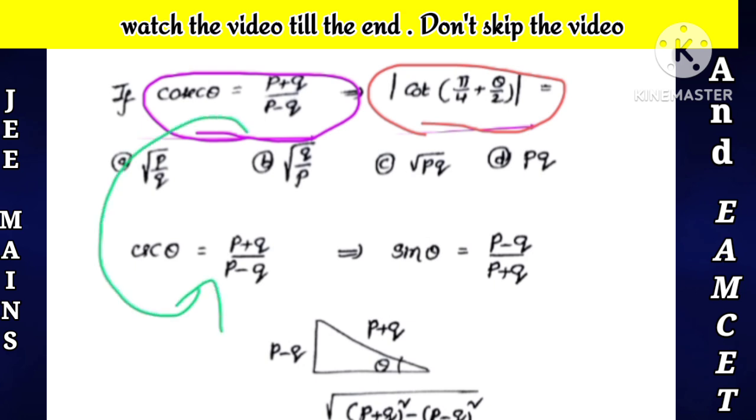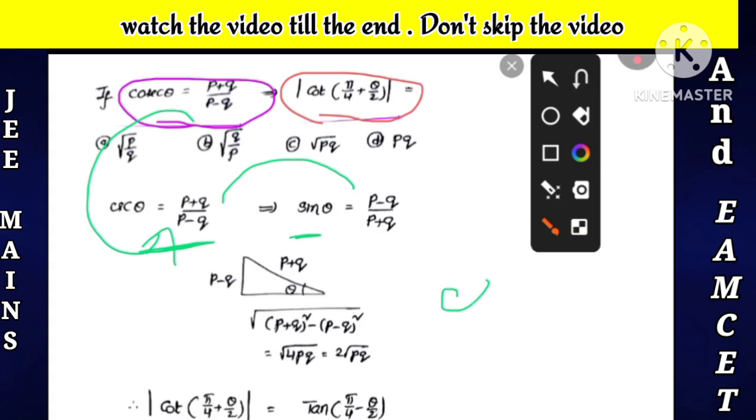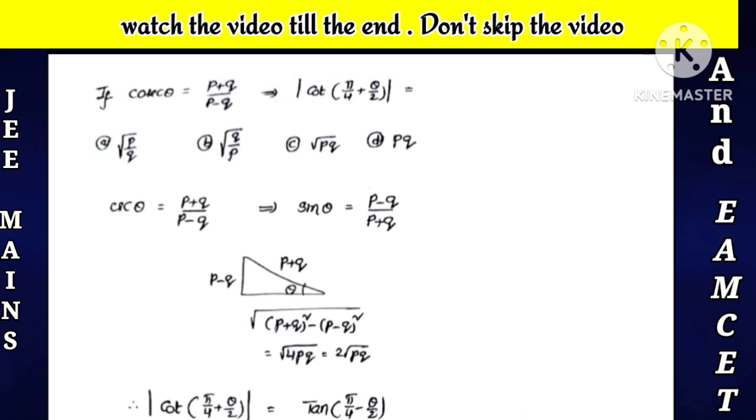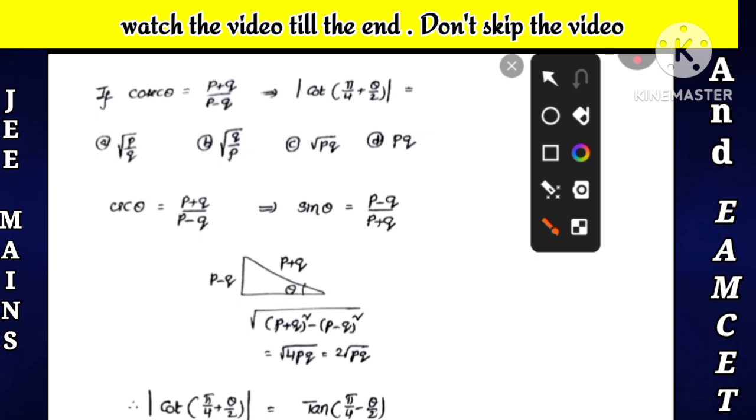Given that cosecant theta value. From this, what is sin theta value? Simply take the reverse of this value. Since cosecant theta and sin theta are reciprocals of each other, the value of cosecant theta into sin theta is equal to 1. Then sin theta is equal to 1 by cosecant theta. So simply this is the reverse of the given value. Cosecant theta is equal to (p plus q) by (p minus q), means sin theta is equal to (p minus q) by (p plus q).